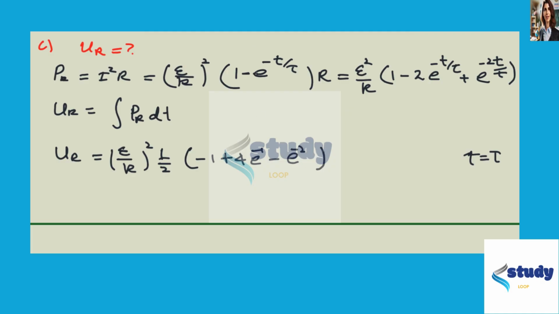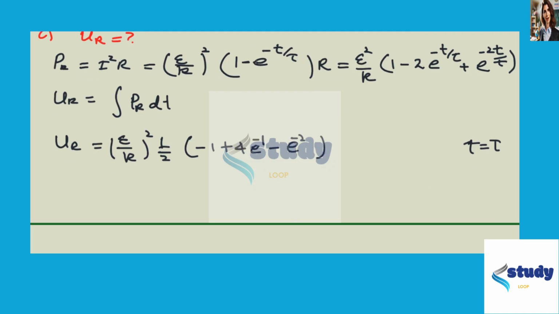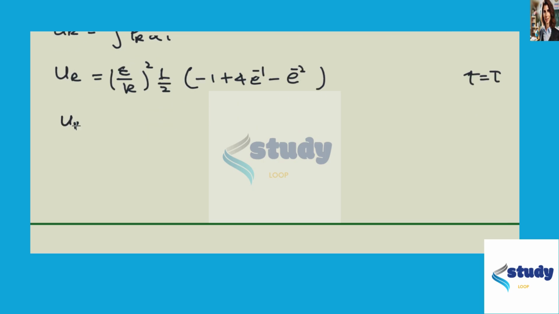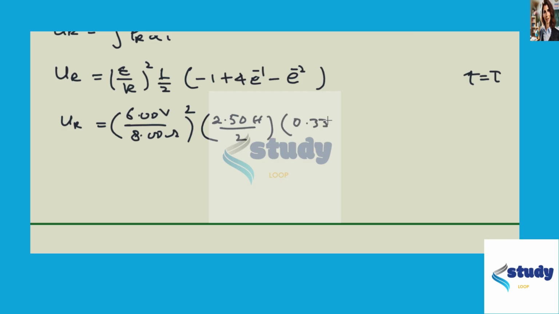Now let's write the values into this equation. So it will be UR is equal to 6.00 volt divided by 8.00 ohm whole square, and here we have 2.50 Henry divided by 2 into 0.3362. So this will give us the value for UR as UR is equal to 0.236 joule. So this is the answer to part C of this problem.